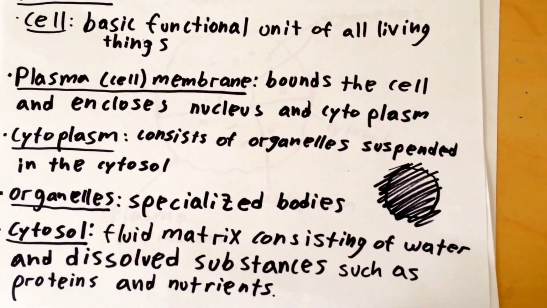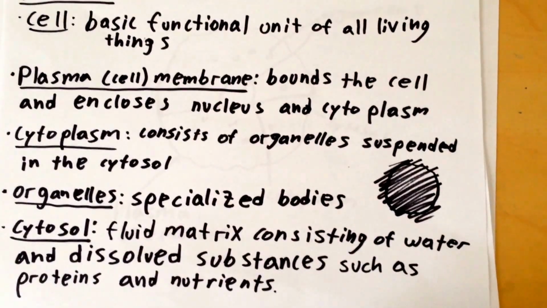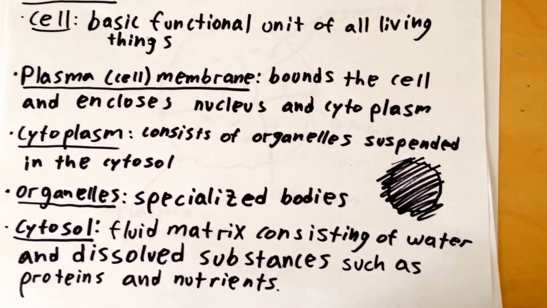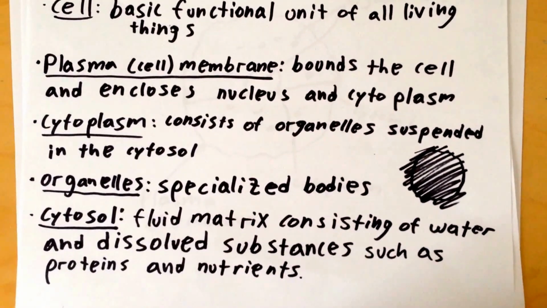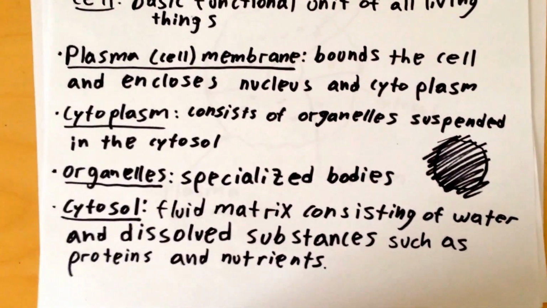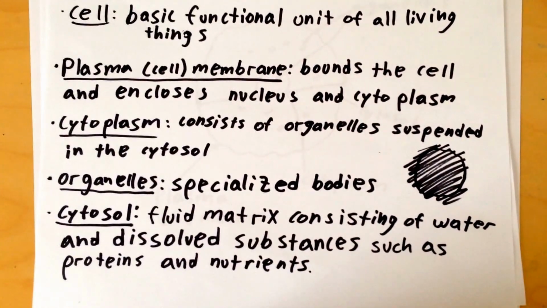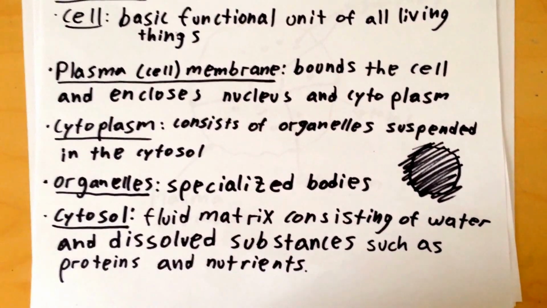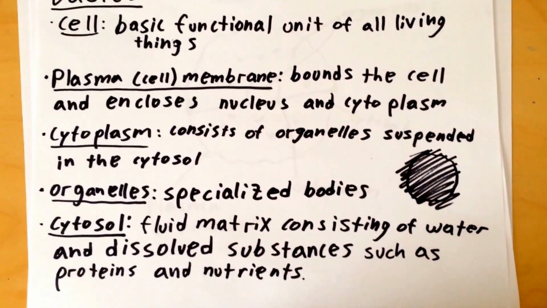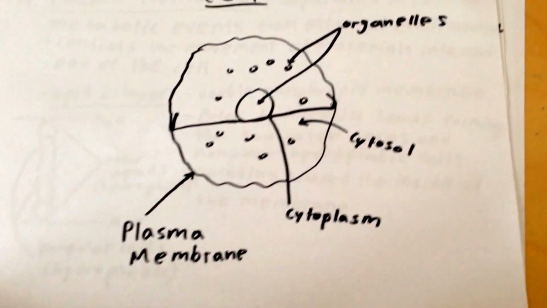So what is a cell? It is the basic functional unit of all living things. It has a plasma membrane, which binds the cell and encloses the nucleus and the cytoplasm. The cytoplasm consists of organelles that are suspended in the cytosol. Organelles are basically just specialized bodies inside of the cell. They carry out specific functions. The cytosol is a fluid matrix consisting of water and dissolved substances such as proteins and nutrients. It's important that you keep in mind that it does contain water, because this is important for the way that the plasma membrane functions.